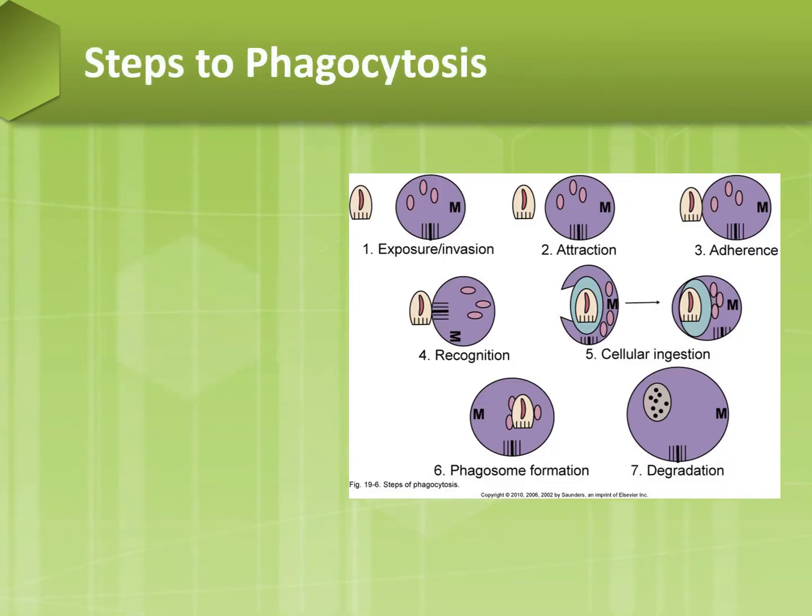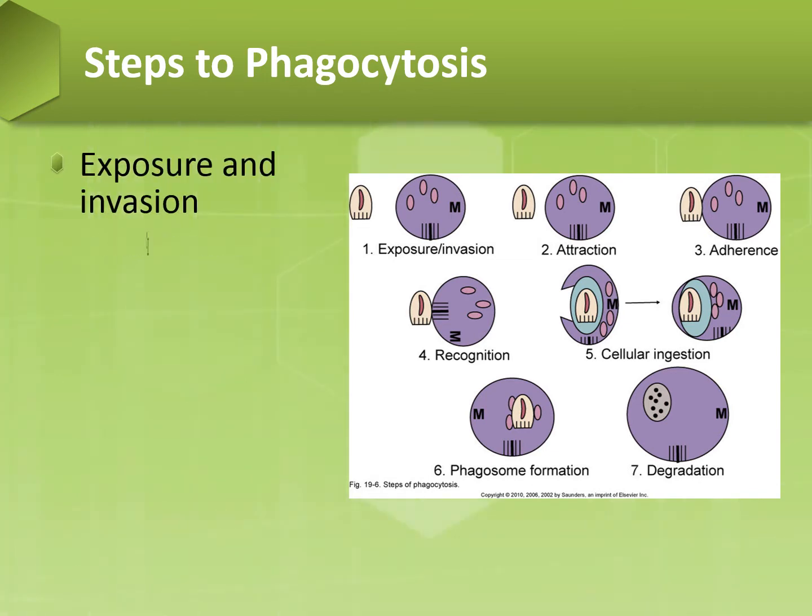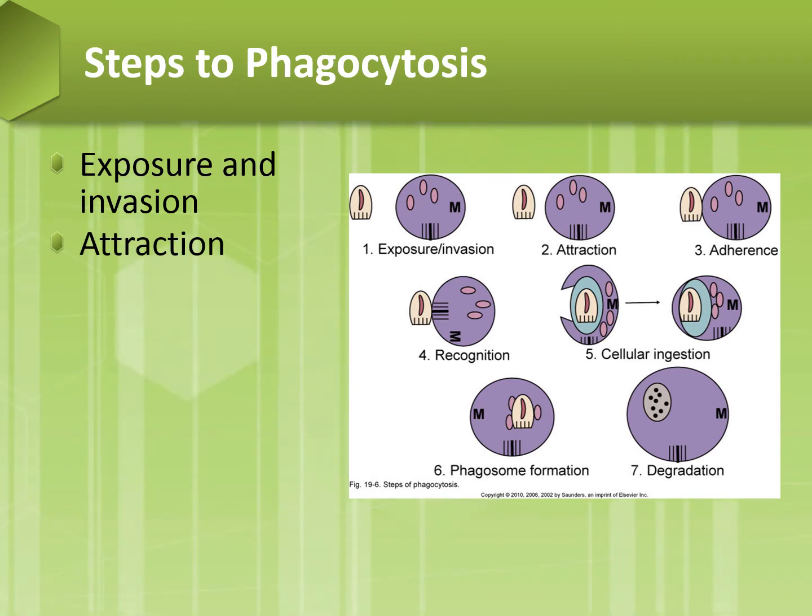Phagocytosis is a key process of inflammation that engulfs and destroys invading microorganisms. First, we have to have an exposure and invasion. Attraction is needed as the second step because phagocytosis can occur only when the white blood cell comes into direct contact with the target. Some substances attract neutrophils and macrophages. Damaged tissues secrete chemotaxins and release debris that can combine with the surface of invading foreign proteins.